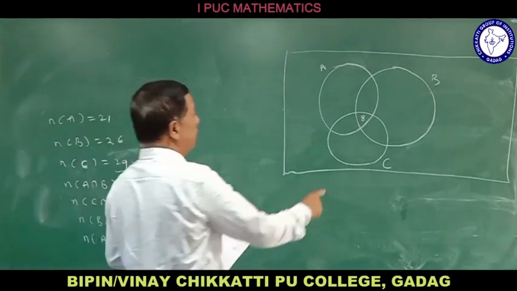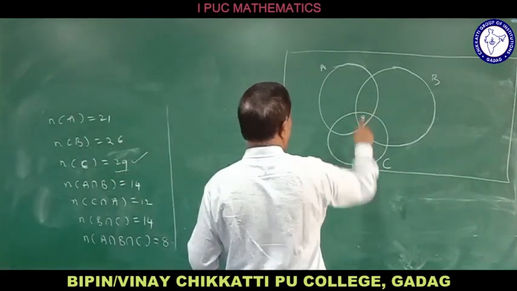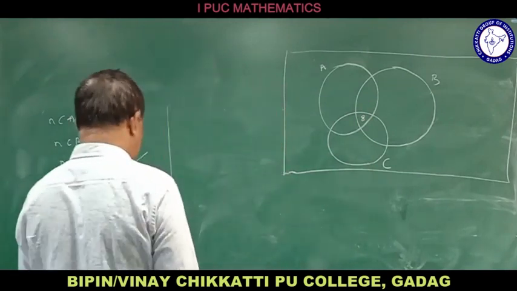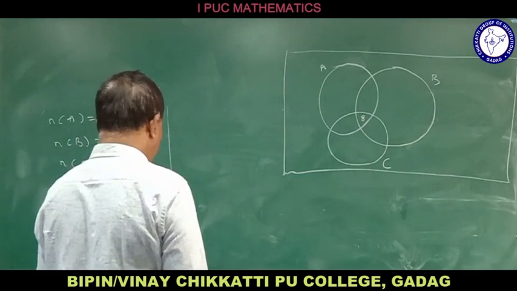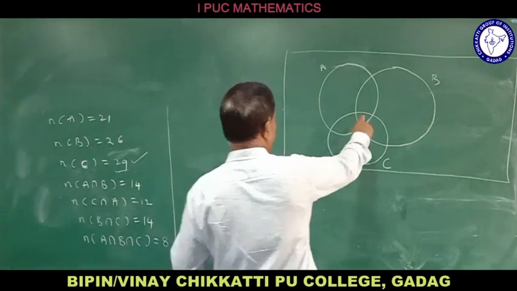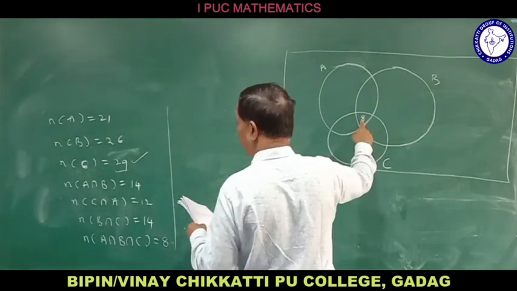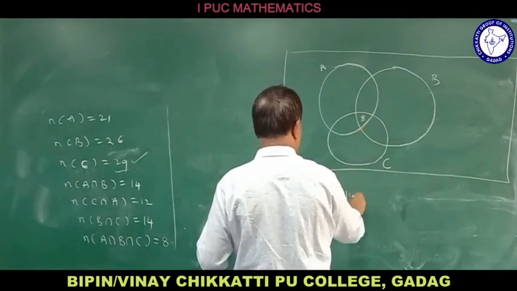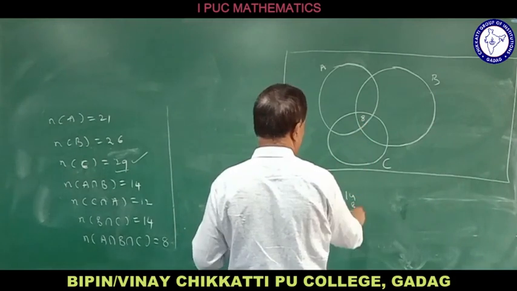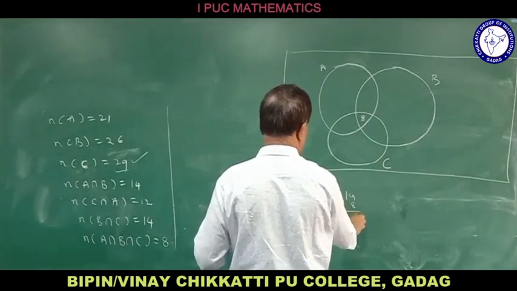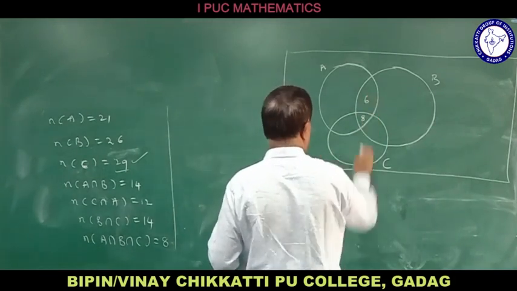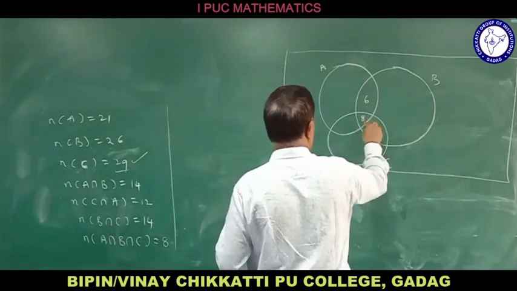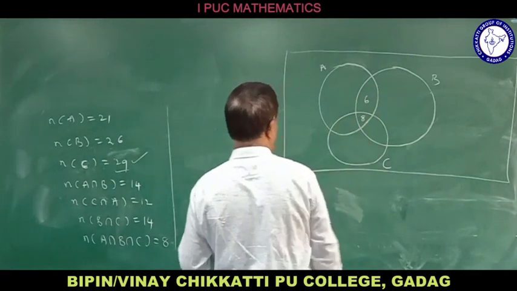14 means here, that already 8 is there. How many do you have to see? Out of 14, minus the result, that should be written here. So look here, A and B is 14, already the common 8 is there, and out of 14, 8 should be subtracted. 14 minus 8 is 6, so here is 6, and try to understand how it is 6. B and C is 14, already 8 is there, so we get 6.